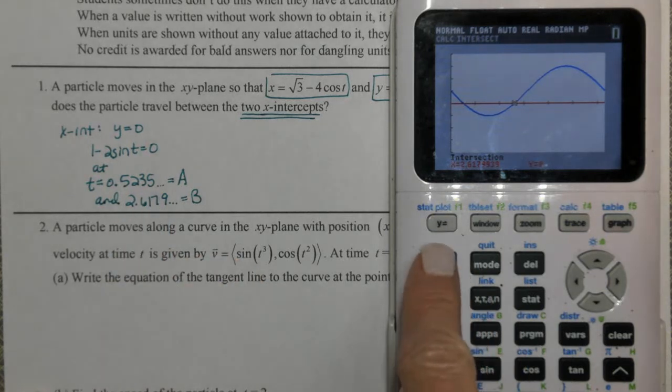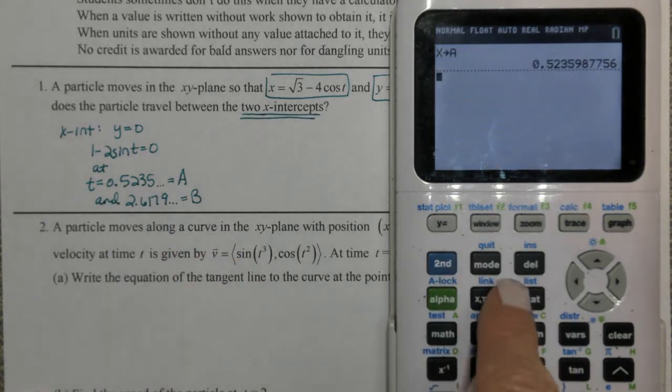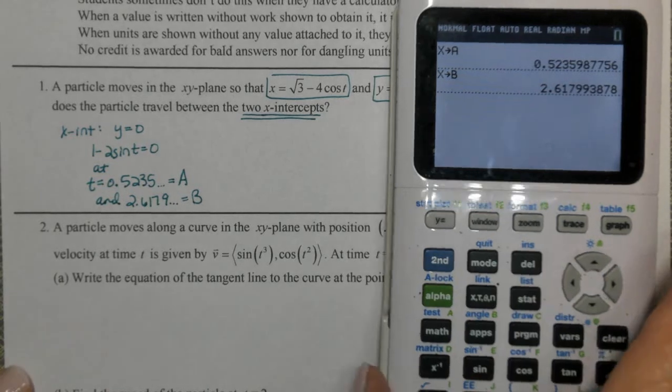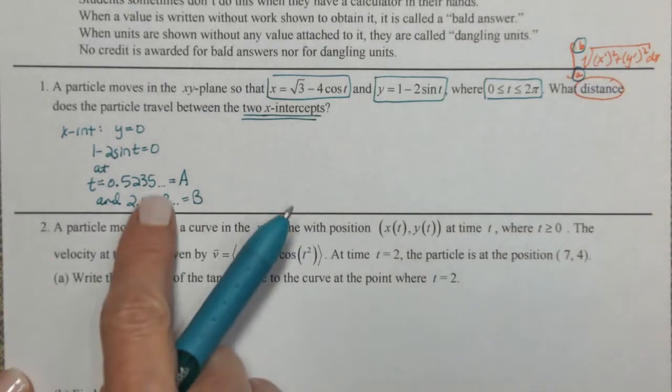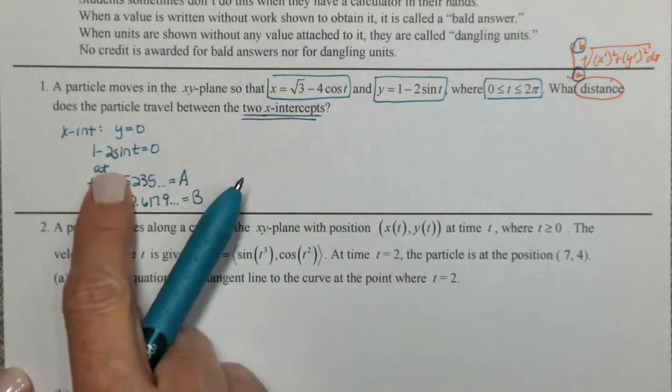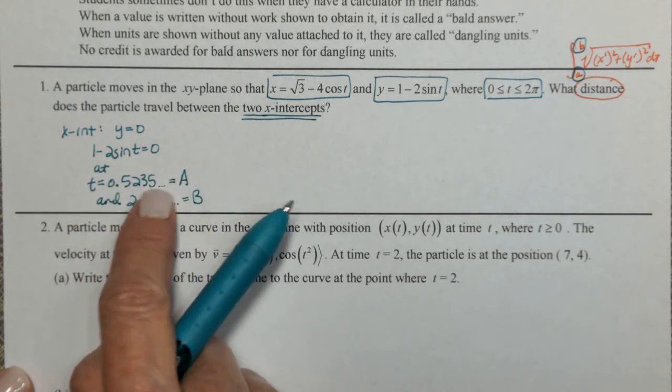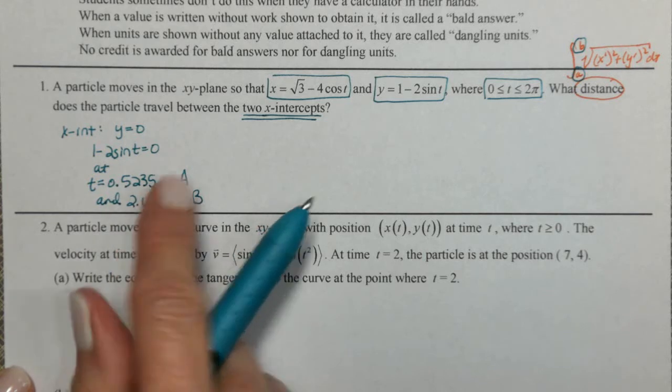I'm going to store that in for B. X, store B. So now my calculator thinks that is B. So did I say what I did to get it? Yes, I did. I didn't just go and find it on my calculator and write these 2 times down.